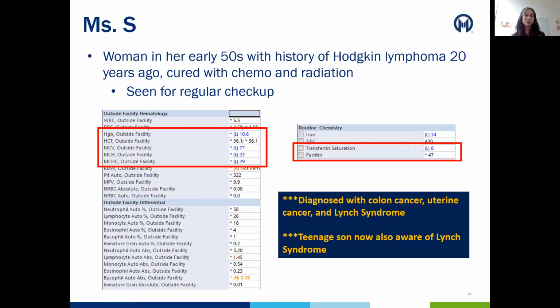She was also diagnosed at the same time with a uterine cancer, because some of her biopsy findings on her colonoscopy were suggestive of a genetic syndrome called Lynch syndrome, which we then confirmed on genetic testing. And so she had both removal of her colon cancer as well as her uterus and ovaries all at the same time. And she's actually doing very, very well. She's essentially cured from her cancer now, and her teenage son is also aware of Lynch syndrome and can start cancer screenings earlier.